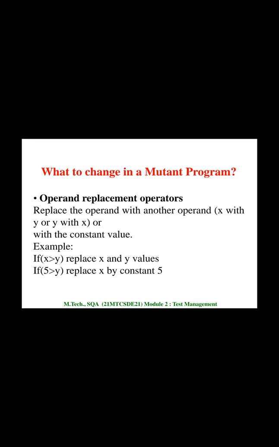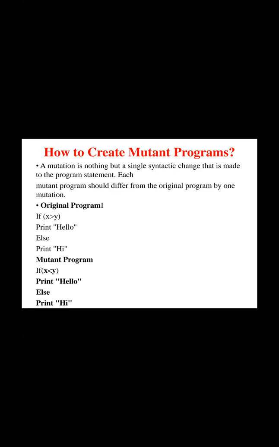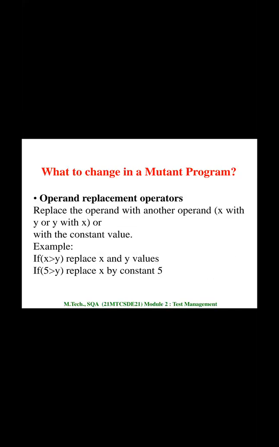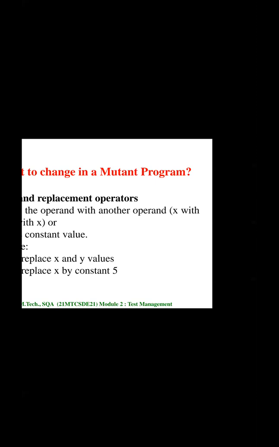See in the previous example, we interchanged the symbol x is greater than y to y is greater than x. So here x is greater than y and here x is less than y. So this is the original program, this is the mutant program. Here we are replacing the operator and we are replacing the operand. Instead of the variable x, we are using the constant value. So this is also a small mutant.